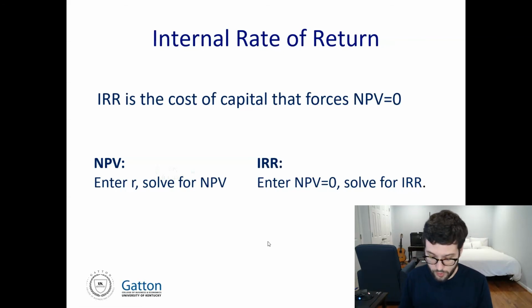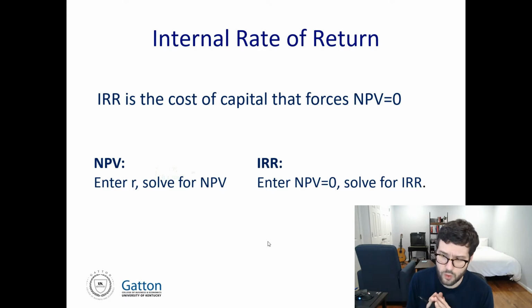Okay, so hello everyone. In this video we are going to talk about the concept of internal rate of return. This concept is going to assume knowledge about net present value, so if you don't know very well what net present value is, I recommend that you go back to the net present value video.